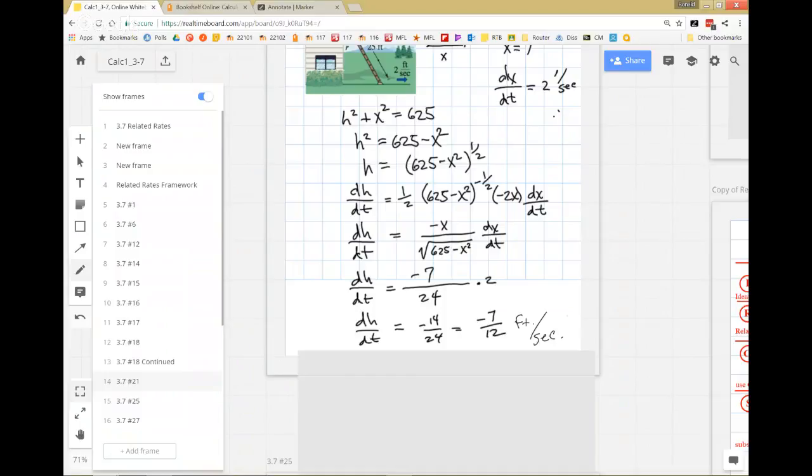So the reason it's negative, if you're wondering, and you should, is because the height is going down. It's decreasing. So the height of the ladder is decreasing at about what? Just a little bit over 1/2 foot per second. So remember, the horizontal movement was 2 feet per second. The ladder coming down the wall is going down at a little bit over 1/2 foot a second.